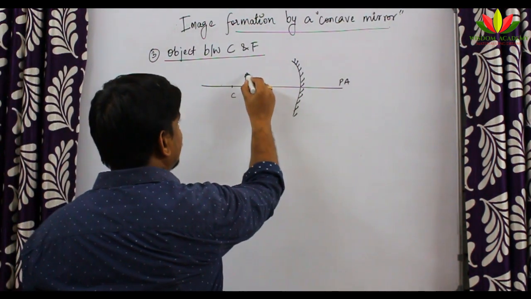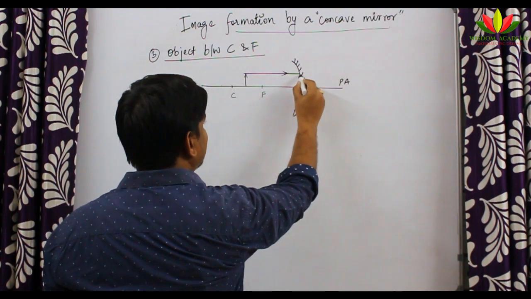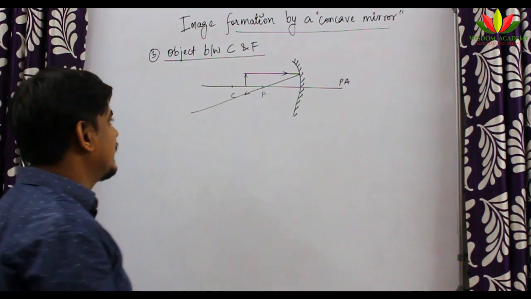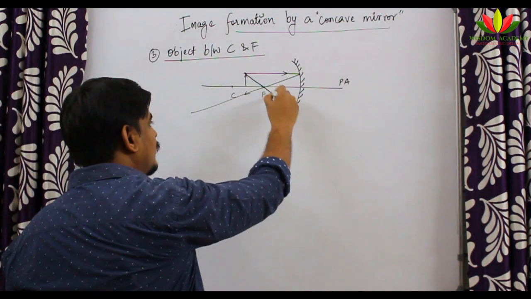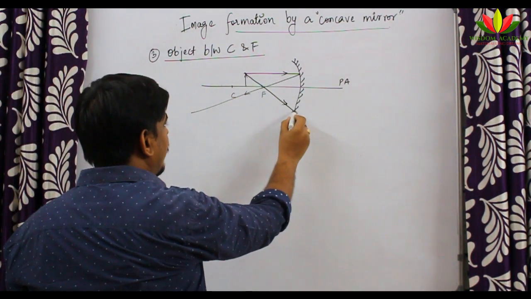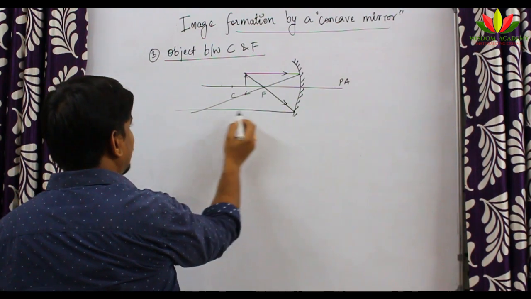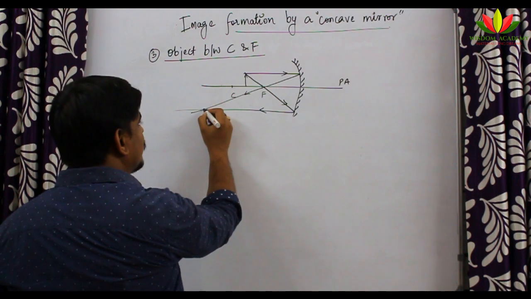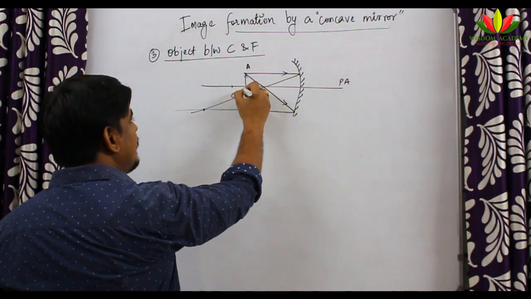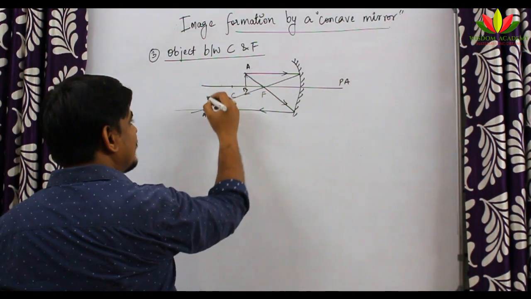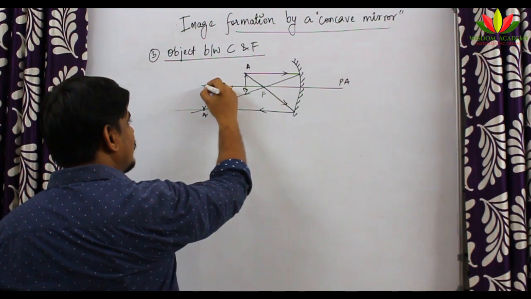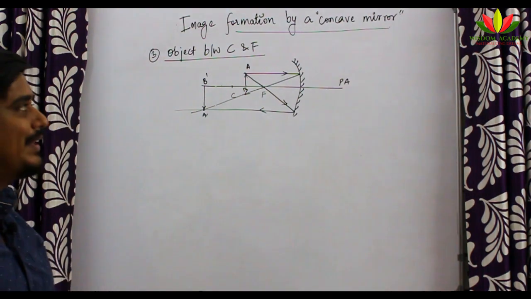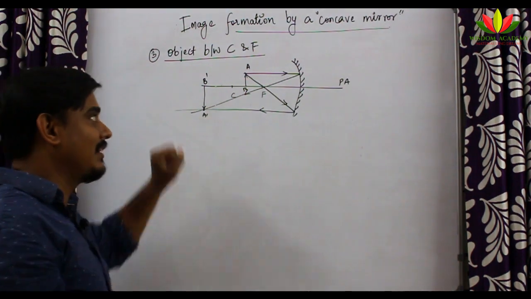First rule, the ray passing parallel to the principal axis will pass through the focus. Second rule, the ray passing through the focus becomes parallel to the principal axis. Now see where the rays have met, here. So if this is AB, this will be A', and here the head will be. So I will draw the tail here. Very clearly it is seen that it is an enlarged image.